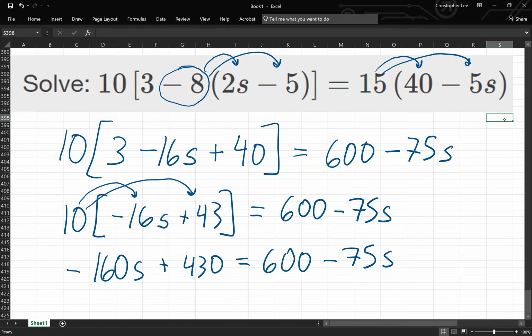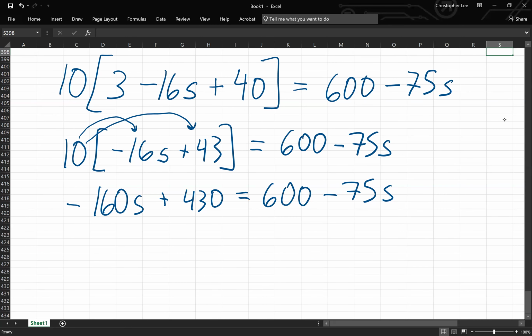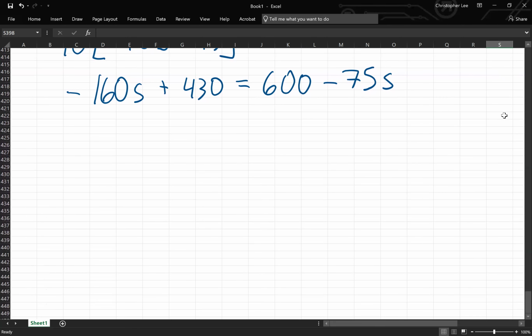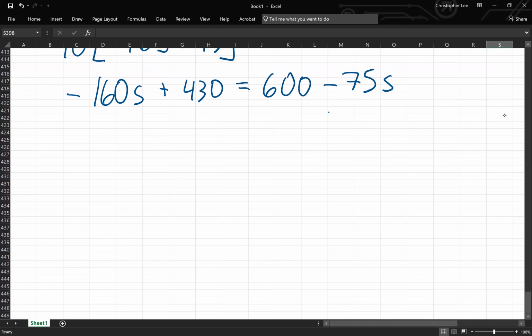I combine the 160 and the 75, right? Which one do you want to move? The 75? All right, we'll move the 75. So how do I get rid of a -75? Good. So I'm going to add 75s over here. But what I do to one side of the equation, I have to do to the other side of the equation. So I'm going to add 75s over here.